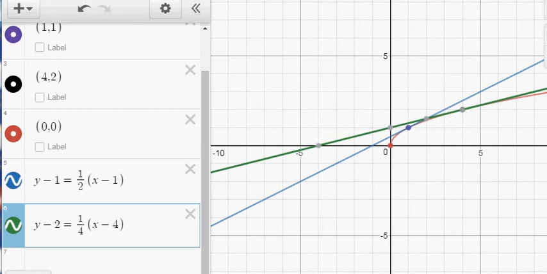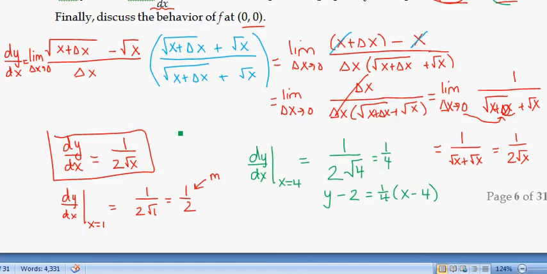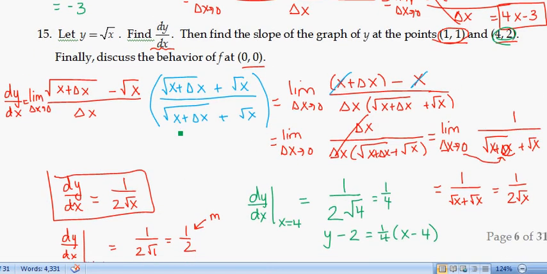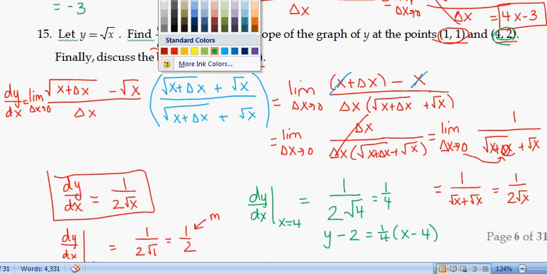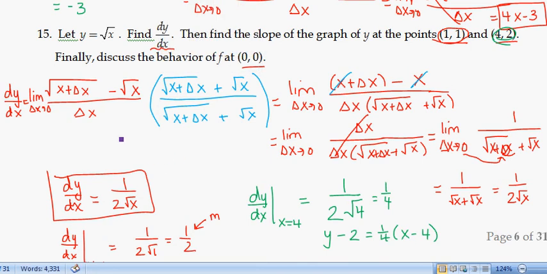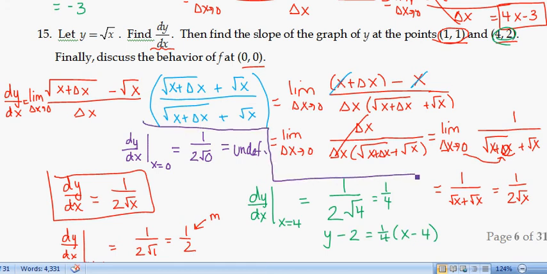Okay, one more place we're supposed to consider what's happening, discuss the behavior of the function f of x at (0, 0). Well, if we don't think too hard about it and we just try to apply the definition, dy/dx at x equals 0, we're going to easily see here that something bad happens because we're trying to divide by 0. This is undefined. Okay, so this is undefined.